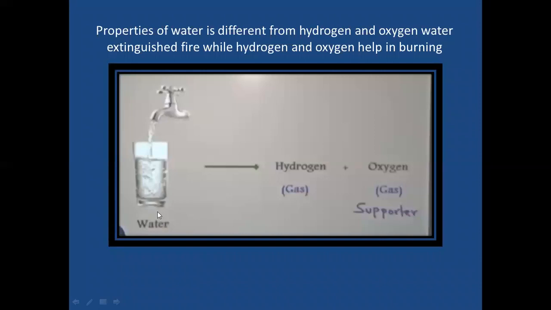Let us take the example of water. Water is made up of hydrogen gas and oxygen gas. The first difference: just check their physical state. Water is in the liquid state, but hydrogen and oxygen are in the gaseous state. So they're totally different. Water, which is made up of hydrogen and oxygen, has properties totally different from the properties of hydrogen and oxygen. The second property which is different is that oxygen and hydrogen are supporters of burning. They help in burning, while water extinguishes fire or the flame. So again, this is different. It means that the compound's properties are totally different from the properties of the elements from which the compound is made up.